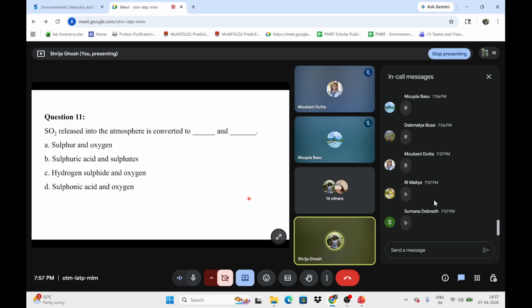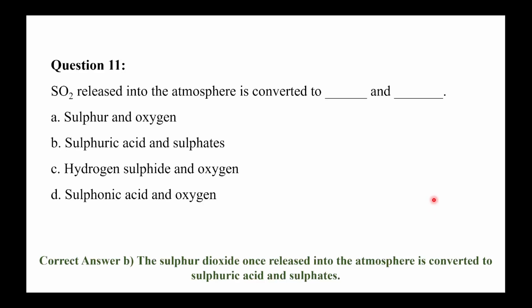Sulfuric acid and sulfates. That is the correct answer. So sulfur dioxide, once released into the atmosphere, is converted into sulfuric acid and sulfates, and these sulfuric acids and sulfates are the reason for the acid rain that we have.